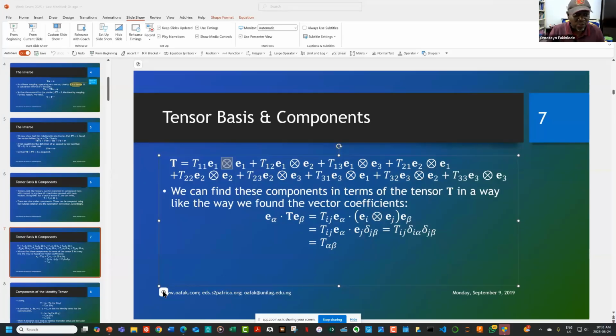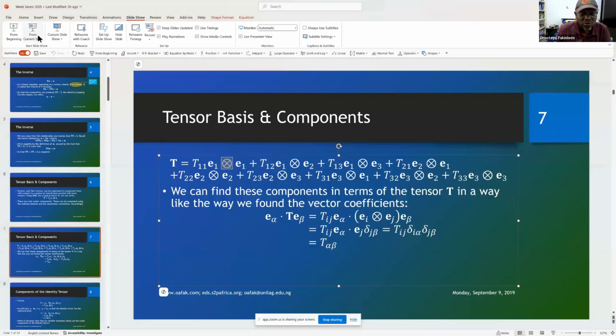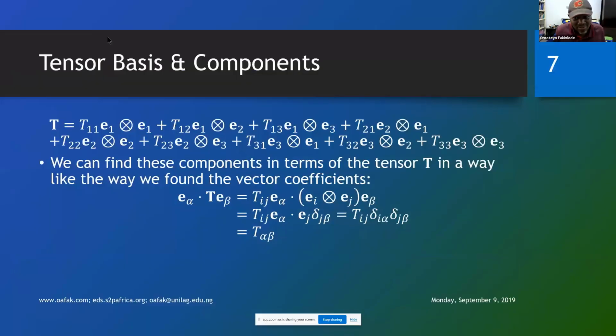Okay, so I am assuming by now that everybody can see that E1 dyad E2 is not equal to E2 dyad E1. They may look alike, but they are not the same. Just that reversal changes the dyad to something else completely. So we can find these components in terms of the tensor T. We have 9 things to find.